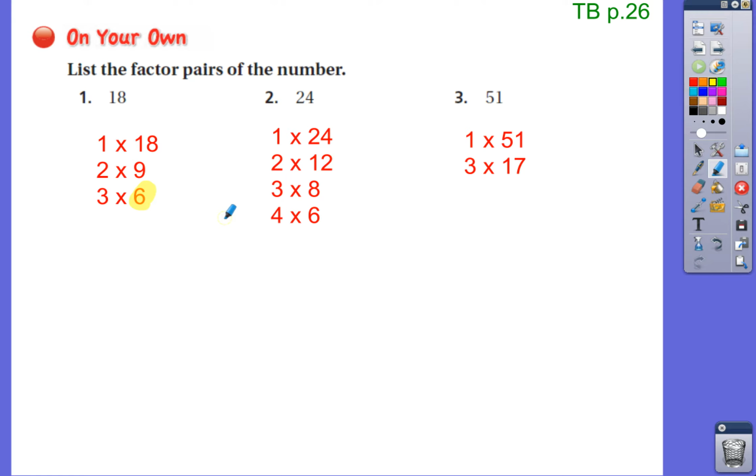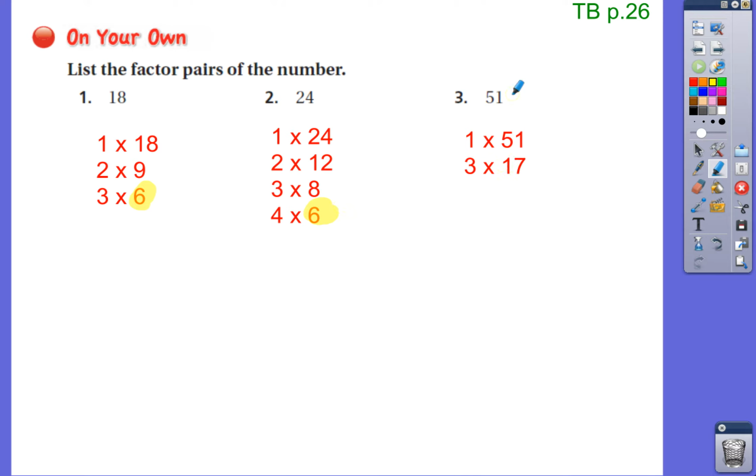Let's take a look at number 2. For 24, I can do 1 times 24, 2 times 12, 3 times 8, 4 times 6. My next number is 5, but 5 cannot be multiplied by anything and get 24. My next number to try is 6, and 6 is already listed over here, so I know I've got all of the answers.